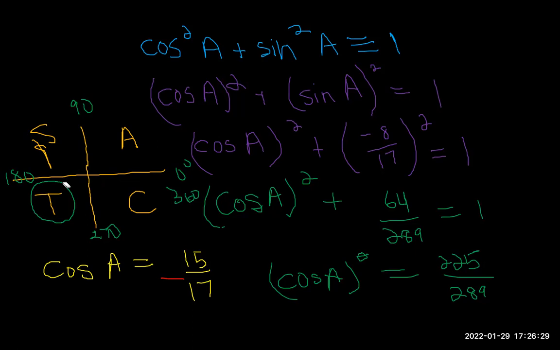Because A lies in the third quadrant, only tan is positive, sine and cosine are negative, and therefore cosine of A has to give me a negative number. Just like sine of A would also have given me a negative number, but tan of A would have given me a positive number. Do you understand that?